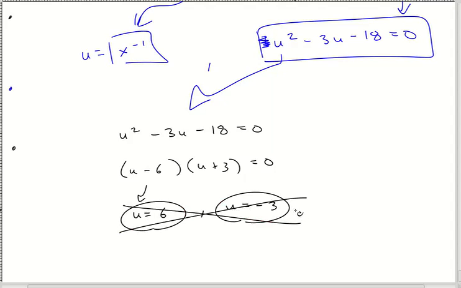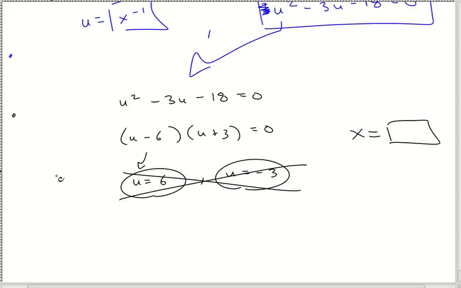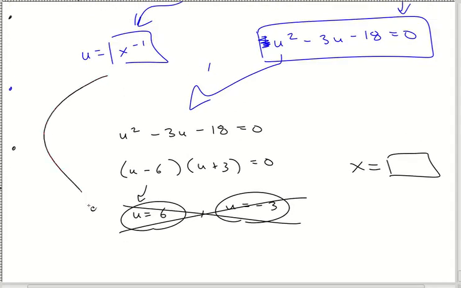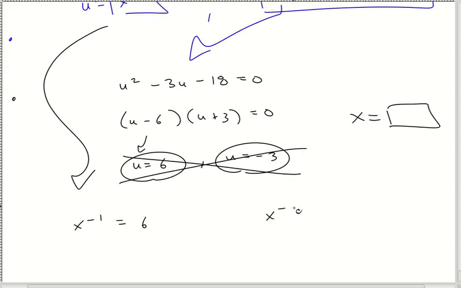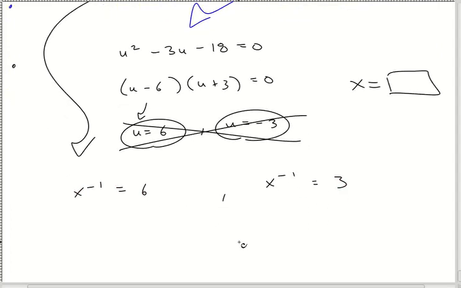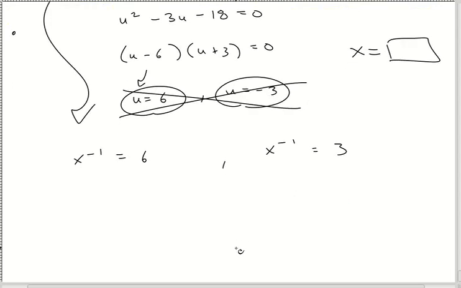Because we need to solve for x. It was very nice that we had u's, but not x. So let's plug it in here, substitution stuff. x to the negative 1 is equal to 6. x to the negative 1 is equal to 3. I have to solve these now. And this is where I'm lost. What are you talking about? x equals x to the negative 1.